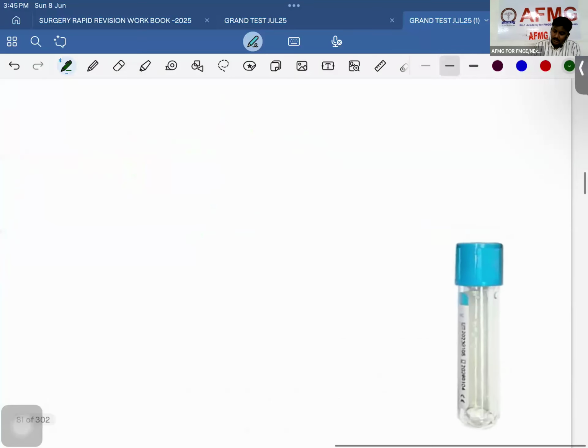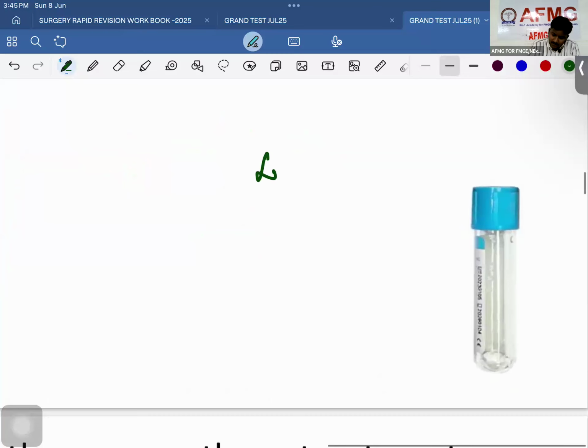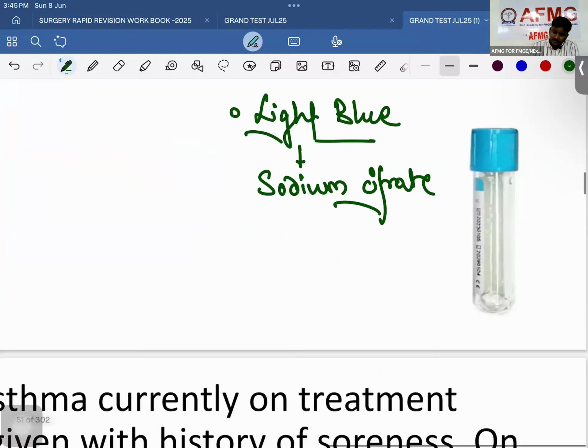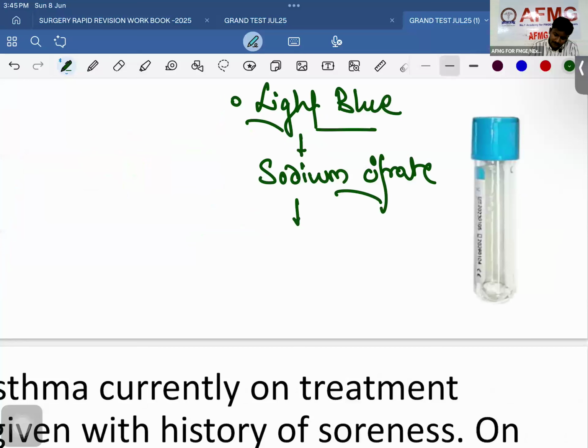Okay? Next important is this is the light blue color vial. Light blue color vial is definitely going to contain which anticoagulant inside it? Light blue color vial contains anticoagulant known as sodium citrate, beta. So sodium citrate is present inside the light blue color vial and it is used to collect samples for coagulation tests, beta, that is PT, APTT.